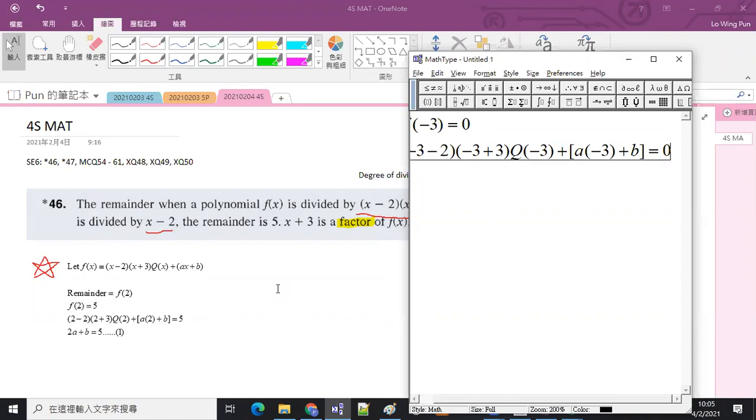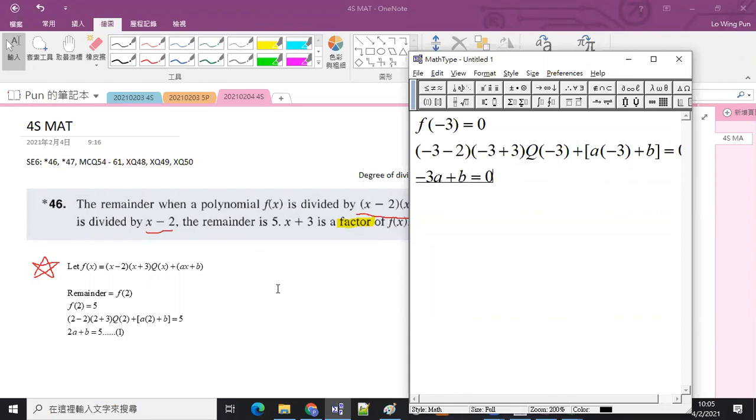Okay, I just change the left-hand side from f(-3) to using the formula of f(x) to calculate f(-3). So what is Q(-3)? We don't care because it is multiplied by 0. So the left-hand side becomes 0 + (-3a) + b, equal to 0. Or, I will write 3a - b = 0. And I'll make this equation 2.